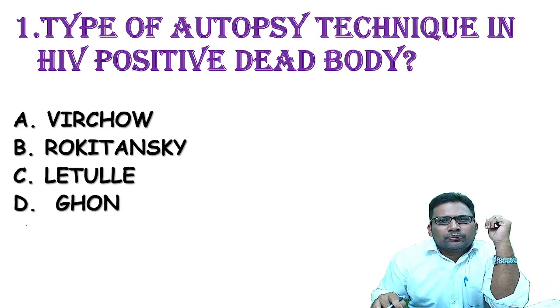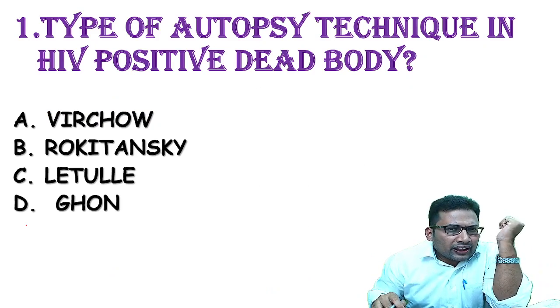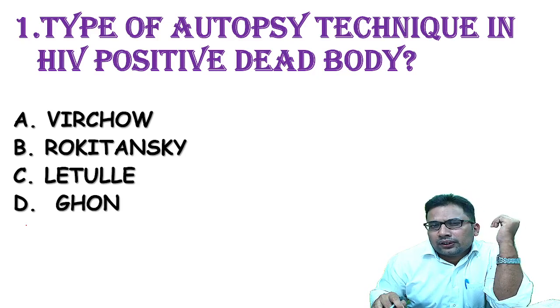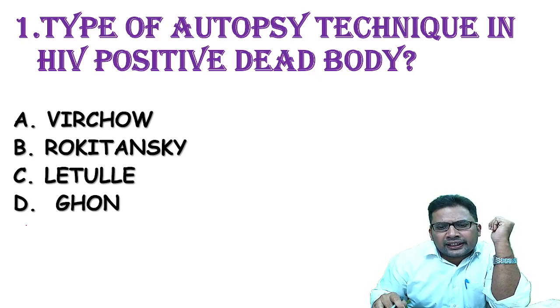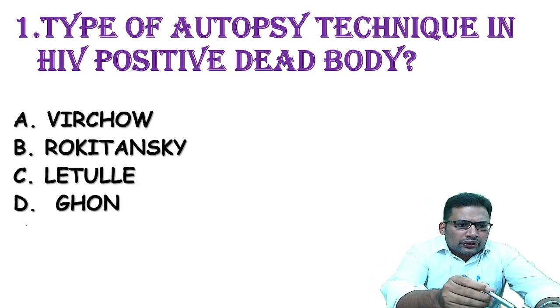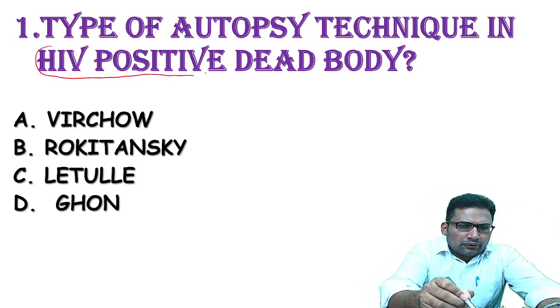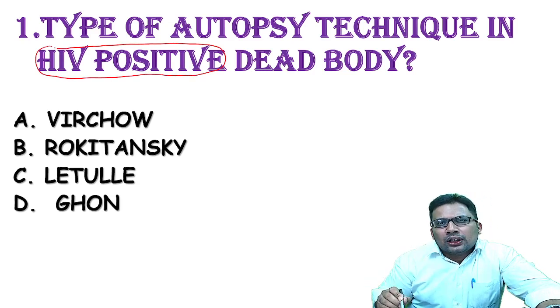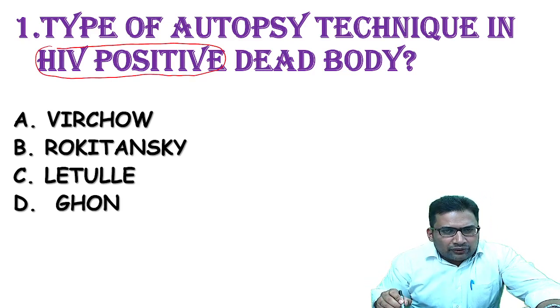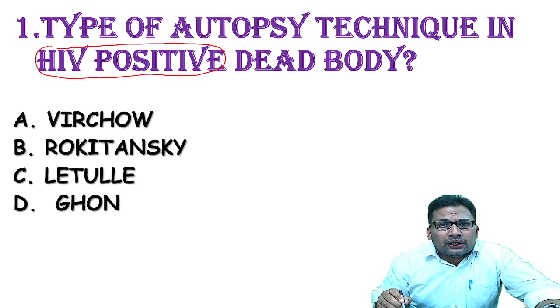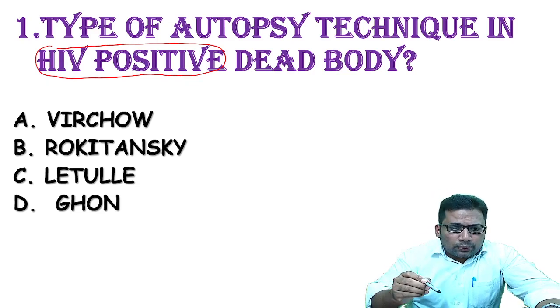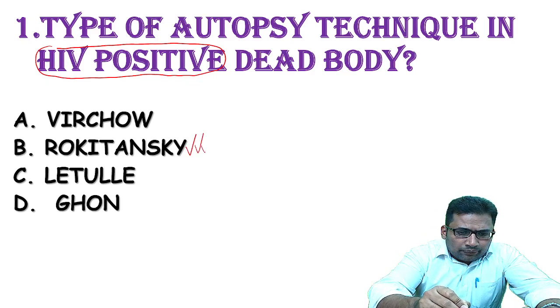There are some 10 to 12 questions asked in the examination. Question number 1: type of autopsy technique in an HIV positive dead body. We discussed in our classes the type of autopsy in infected bodies, Hepatitis B, HIV. Your answer should be Rokitansky technique.